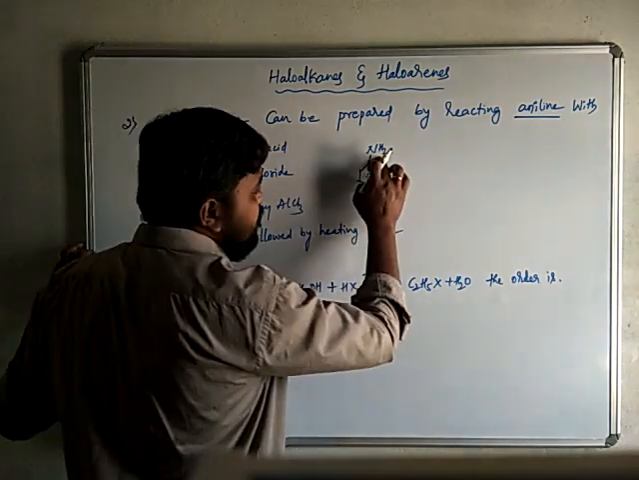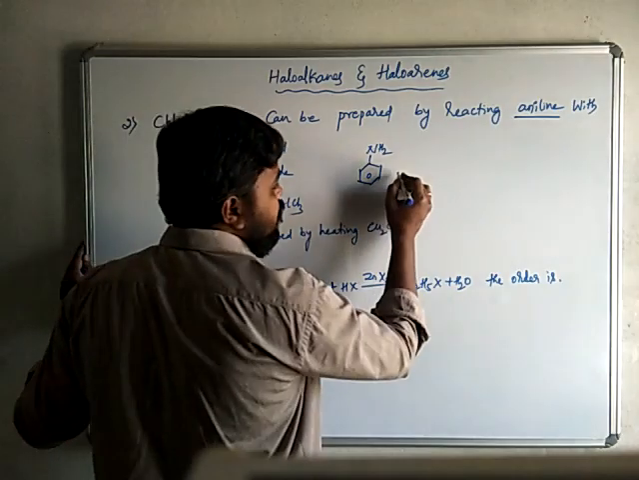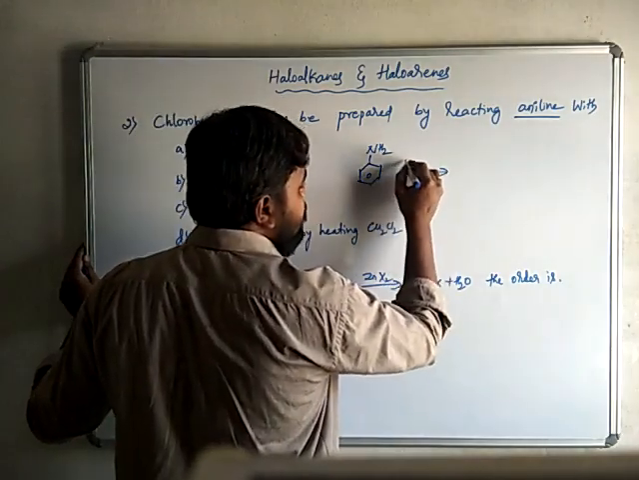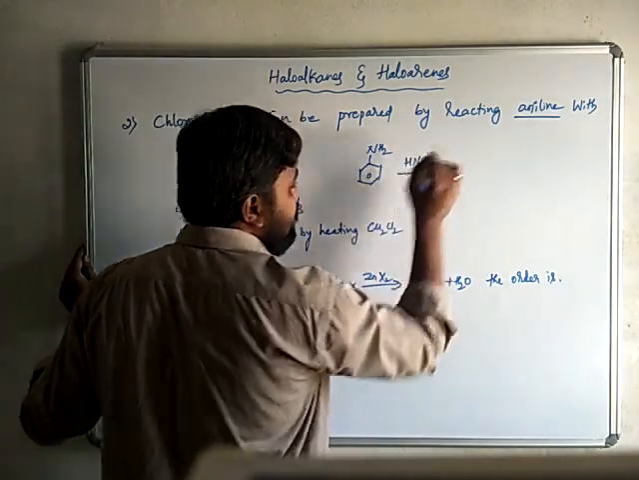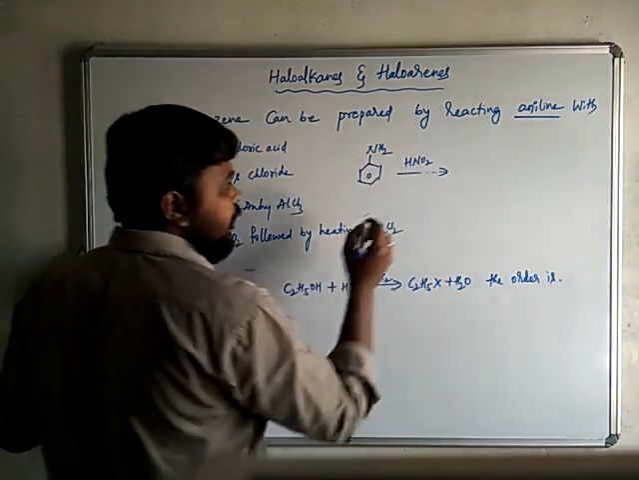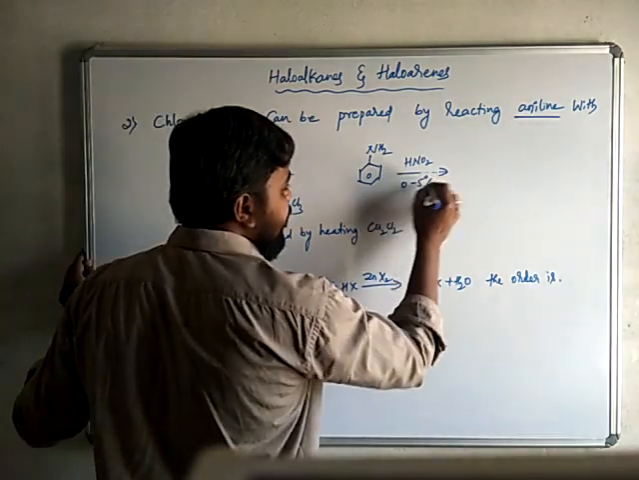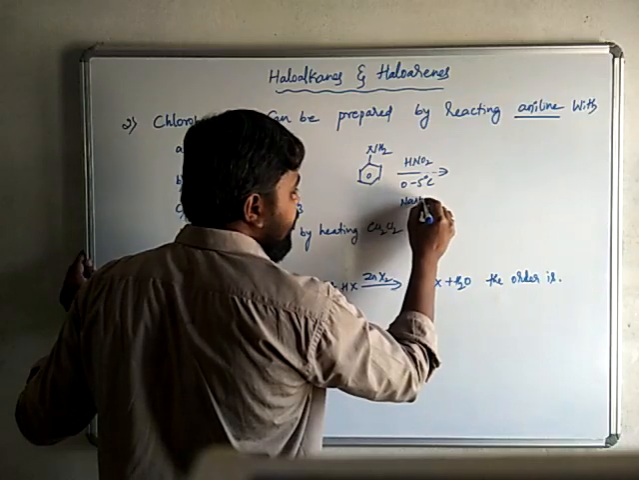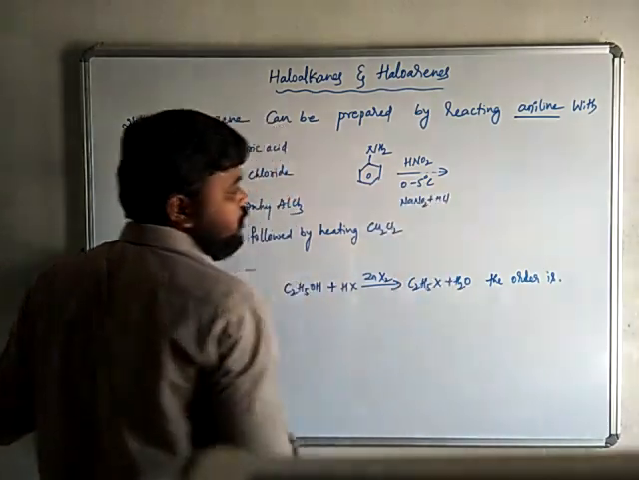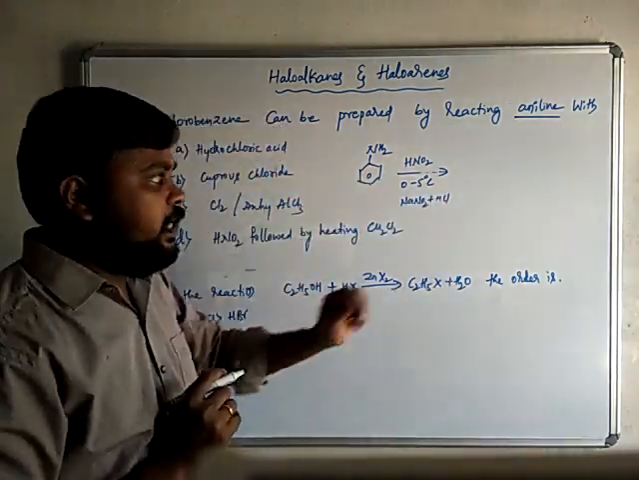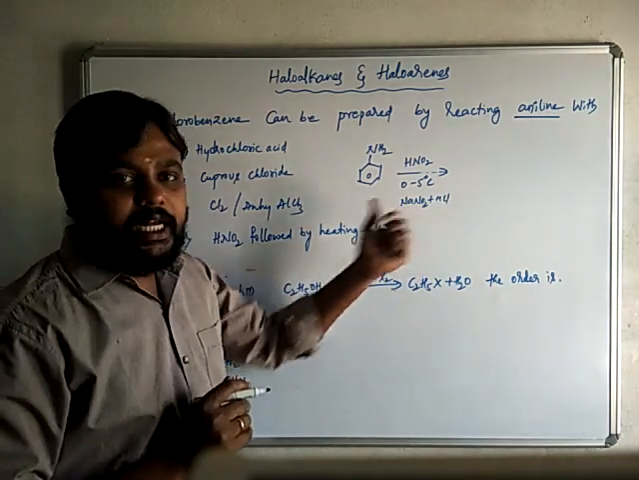So how to convert this into diazonium chloride? It reacts with nitrous acid, that is HNO2 at 0 to 5 degrees centigrade, or else you can take sodium nitrite and HCl also. So instead of taking HNO2 directly, you can take NaNO2 in HCl.